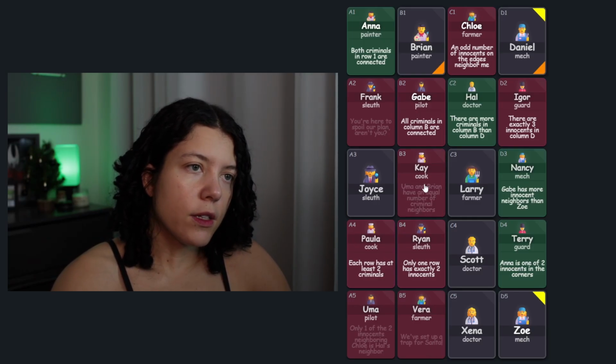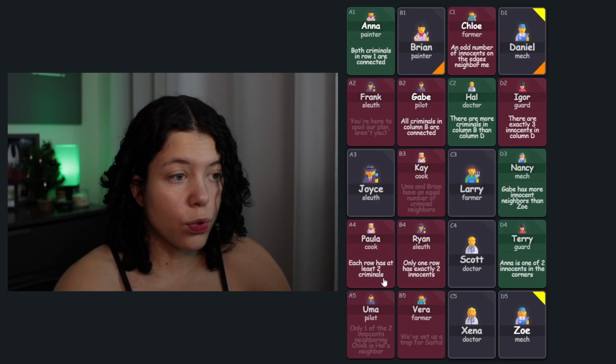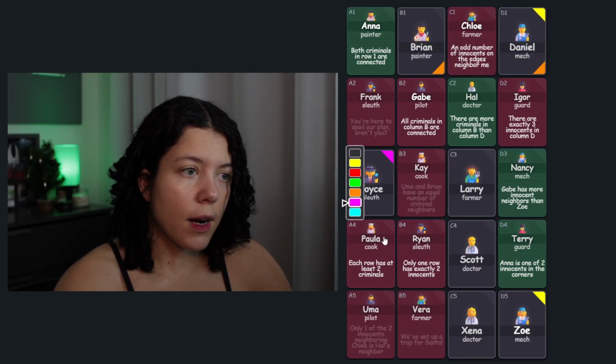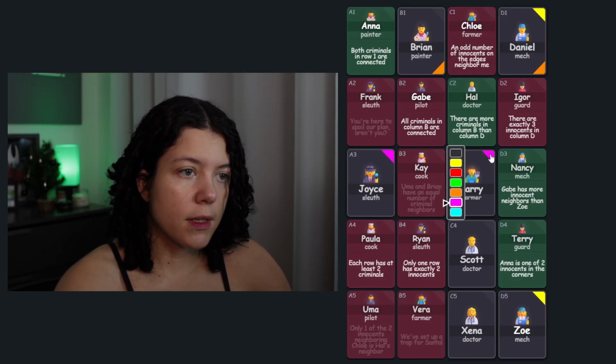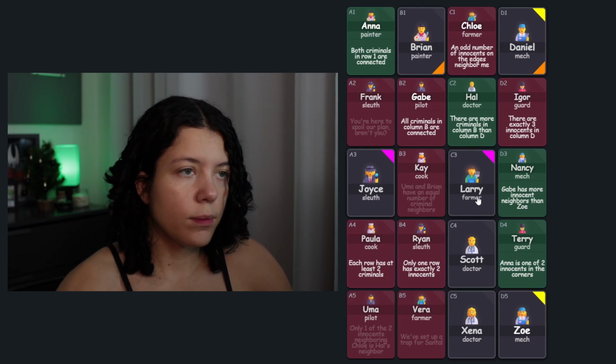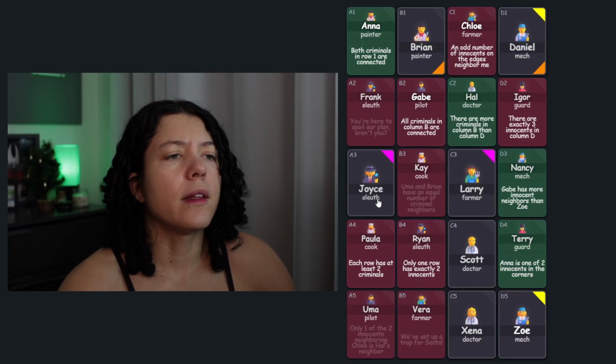We don't need the K clue anymore. Paula now tells us that each row has at least 2 criminals. That's good because we have one row that doesn't have 2 criminals yet. So either Joyce or Larry is going to be a criminal and the other one an innocent. And why is that? Why is it that they're one or the other?